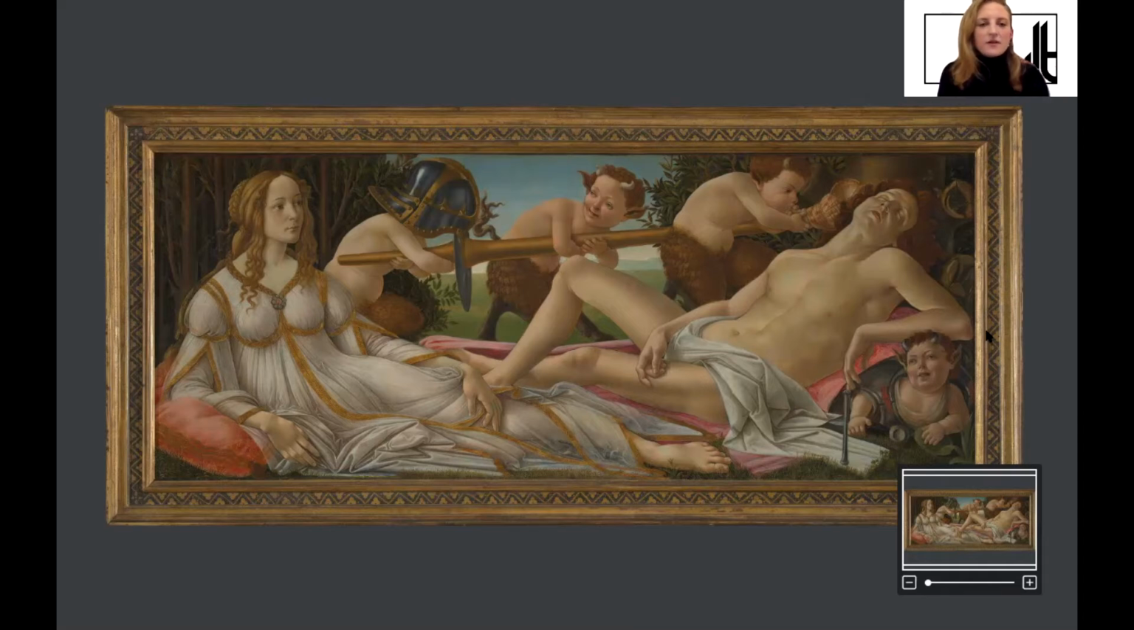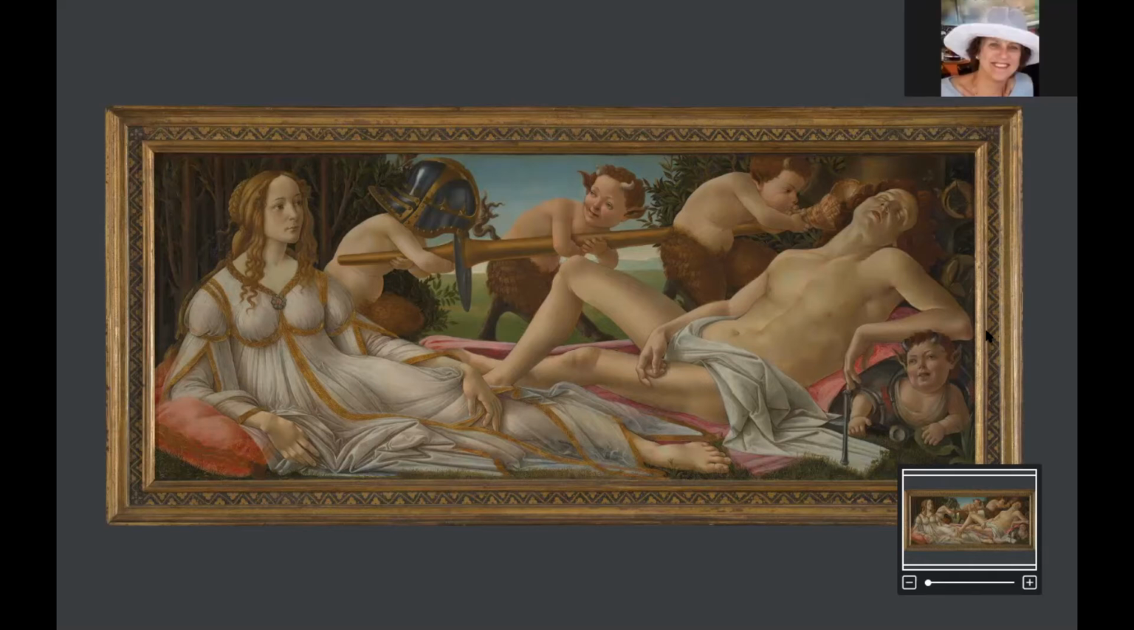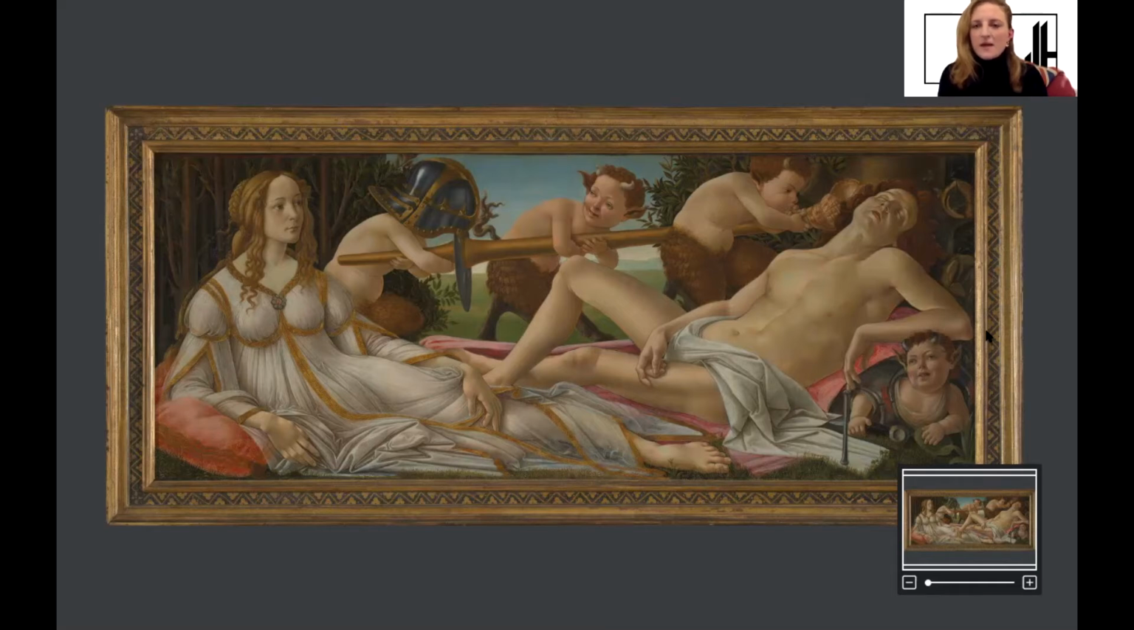And for those of you that don't know and didn't manage to join last week, satyrs are half goat, half man. So that's what we're looking at here. And they're notoriously playful and slight mischief makers. And we can very much see that in this painting.